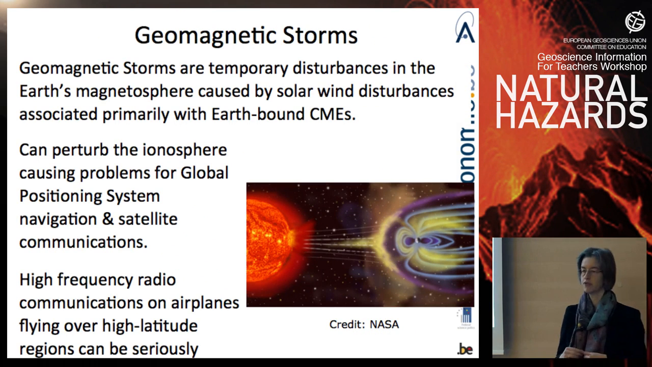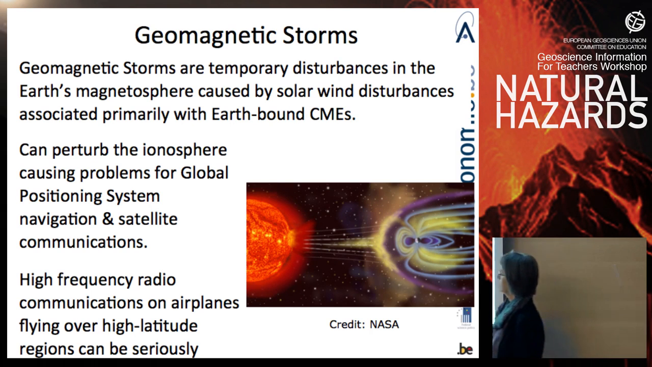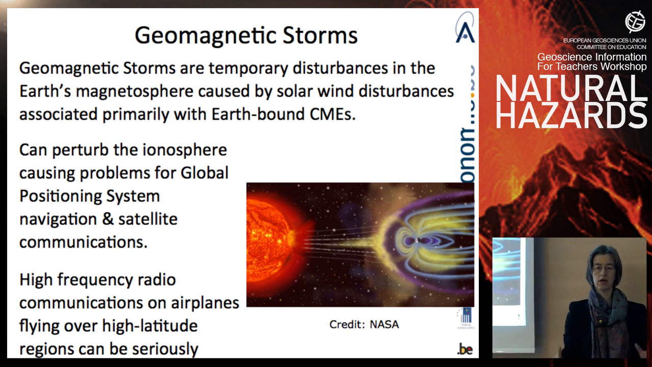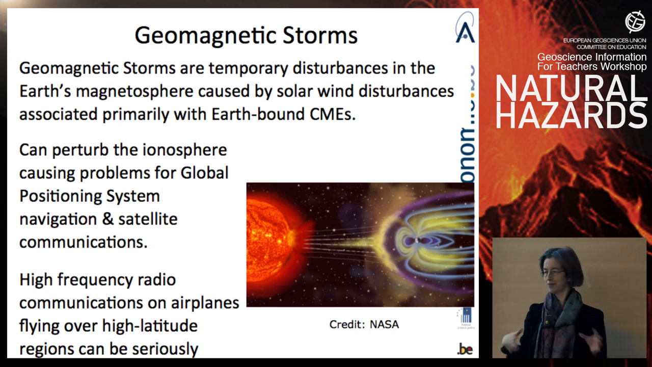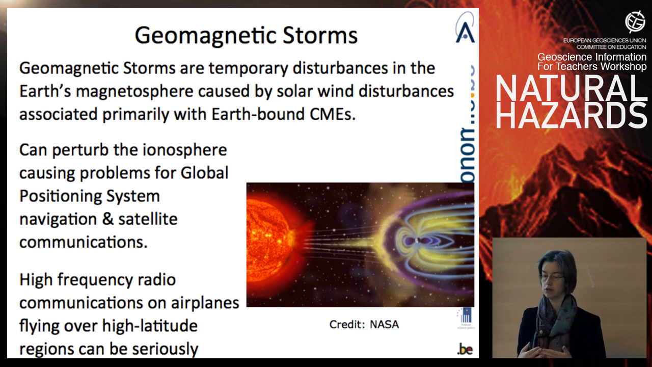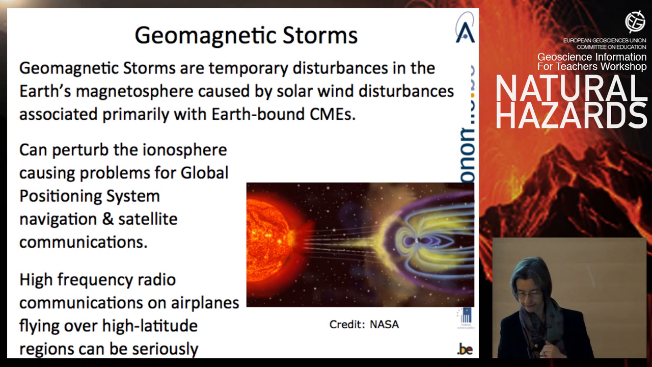Now CMEs can cause a phenomenon called geomagnetic storms. So you have your CME that flows slowly here to Earth. It hits the magnetosphere, and the magnetosphere gets completely perturbed and confused. So basically a geomagnetic storm is a temporary disturbance in the Earth's magnetosphere caused by solar wind disturbances. And the main disturbance is the coronal mass ejection. Now, these types of storms can perturb also the ionosphere, causing problems, as I mentioned before, like GPS navigation, satellite communications, and high frequency radio communications. And this was like the polar route airplanes I talked about. Okay.